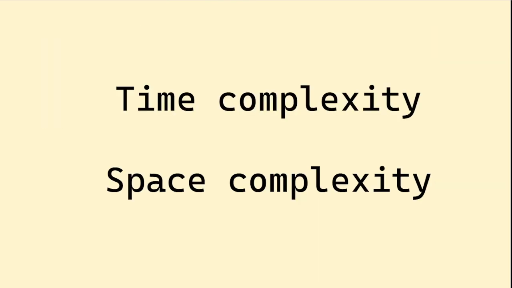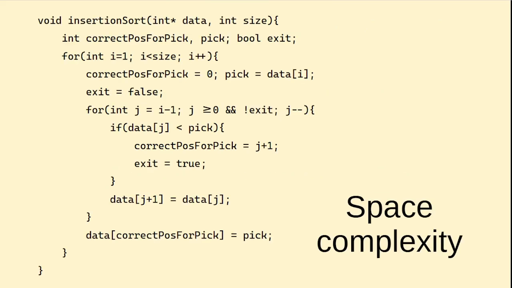We can see the complexity of an algorithm from the perspective of the amount of time required and the amount of memory space required, called time complexity and space complexity respectively. Talking about the space complexity for the insertion sort algorithm, this is the code for the insertion sort algorithm.